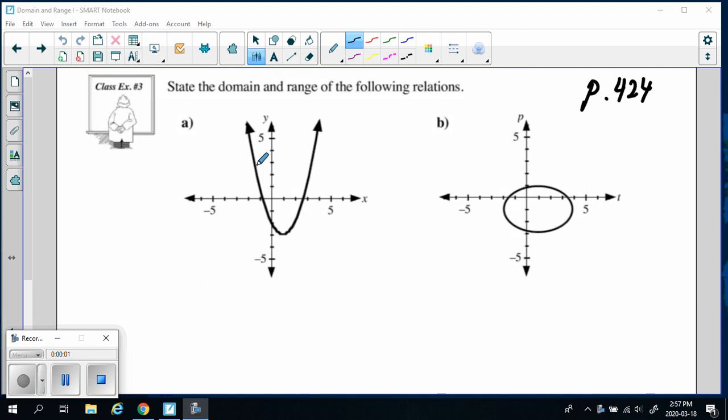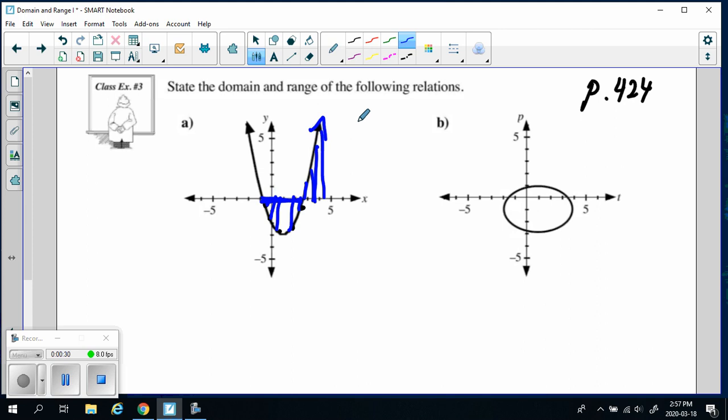So a couple examples here on page 424 ask you to state the domain and range of these particular functions. So for this one over here, let's look at the domain first. If we imagine that there's a bunch of points all the way down here, and that we're tracing those points back to the x-axis, all of these points will get hit. And same if you trace these ones down to the x-axis.